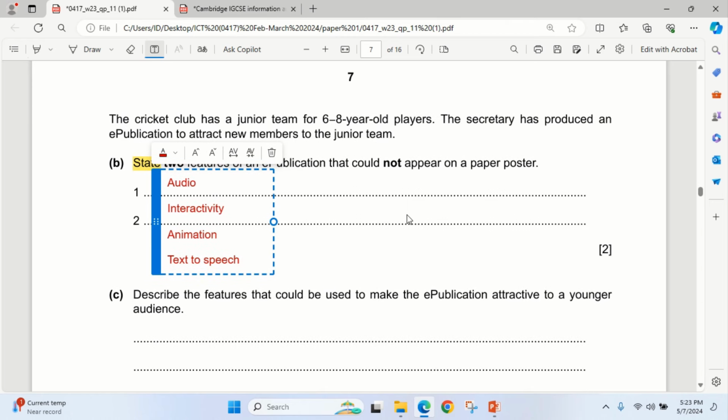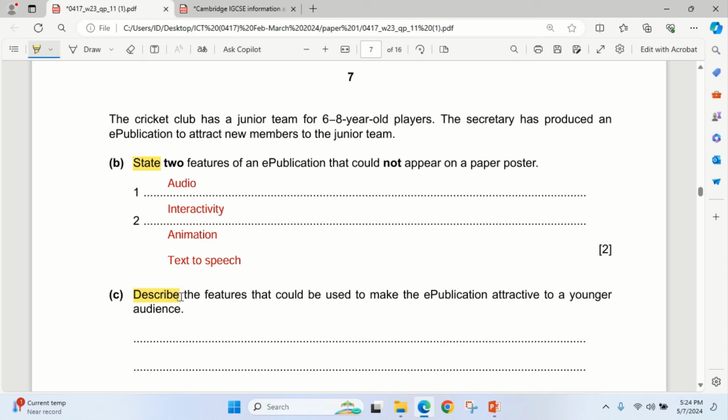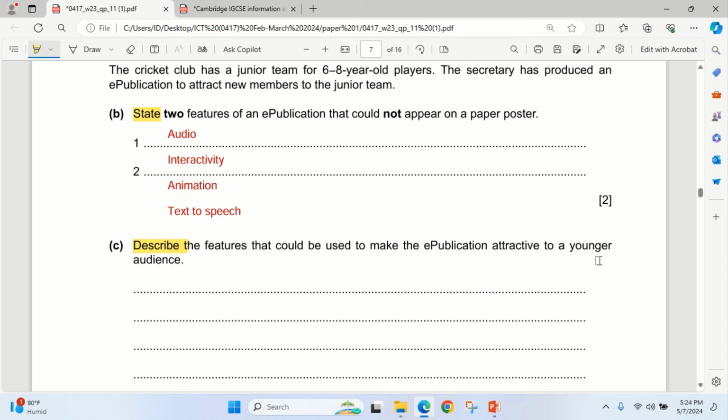So that is comparing e-publication to paper poster. Then question C says, describe the features that could be used to make the e-publication attractive to a younger audience. Like I said, since they mentioned 6 to 8-year-old, that means describing the features that could be used to make the e-publication attractive to a younger audience. So when you have a younger audience, what are the things that excite or interest them?